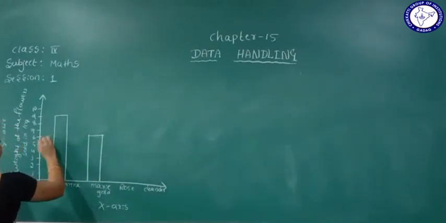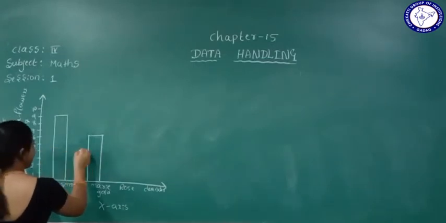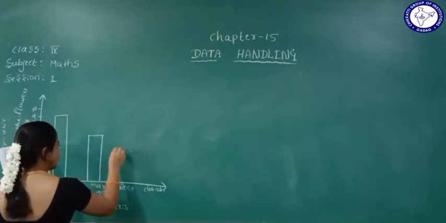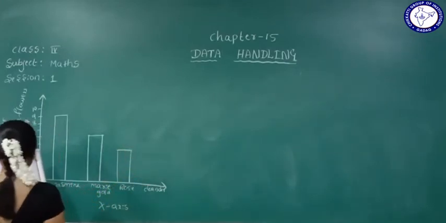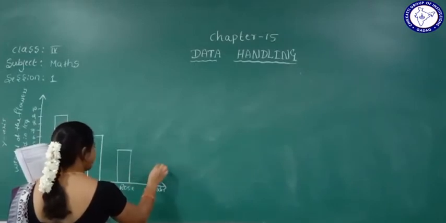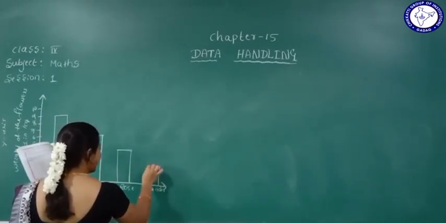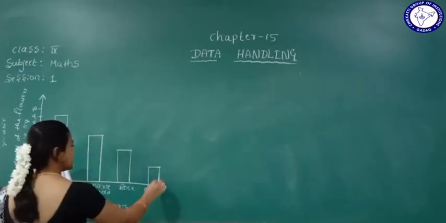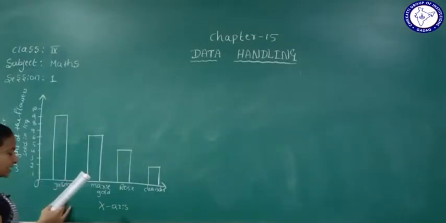Next one, that is rose. Rose are 4 kg. Then dender, those are 2 kg of dender. So this is the graph of flowers sold in kg. With the help of the above bar chart, answer the questions.